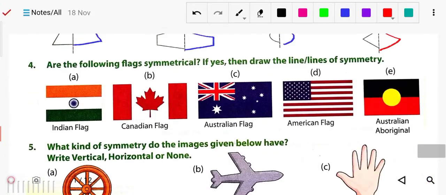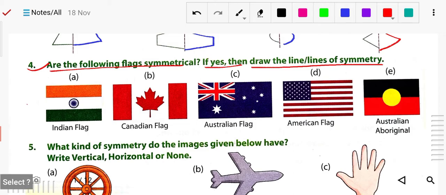Now, are the following flags symmetrical? If yes, then draw the line of symmetry of this. Okay, if it is A, then you have to draw. So like 4, it is symmetrical, so we can write yes. How? If you divide it from here, in this way, so that exactly both parts will cover each other. So here, okay, this is the symmetry. Number B, again it is symmetrical, you can do it from here.